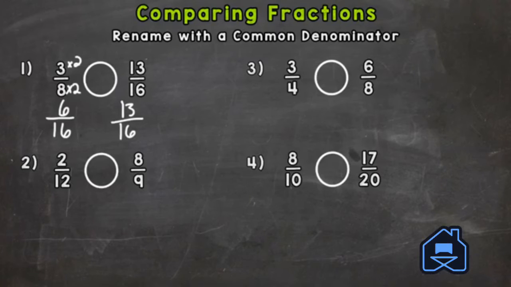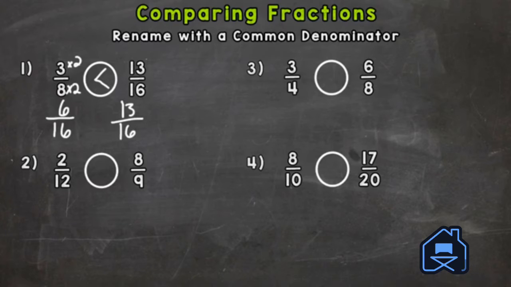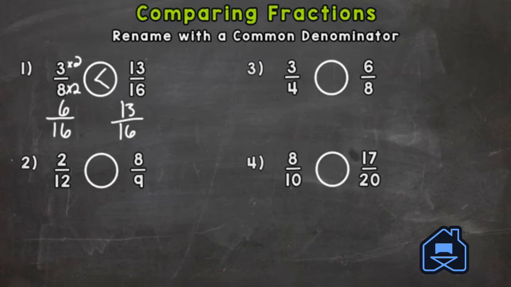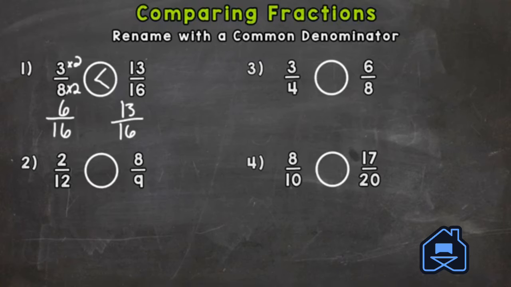So let's put our symbol in here, and we can read that from left to right as 3/8 is less than 13/16. Another way to think of this problem is, you can see on the left we have 3/8, right? That's less than half, because half is 4/8. So the left side is less than half. Now on the right, we have 13/16, and that's greater than a half, because half of 16 is 8/16. So the right side is more than half, and the left side is less than half.